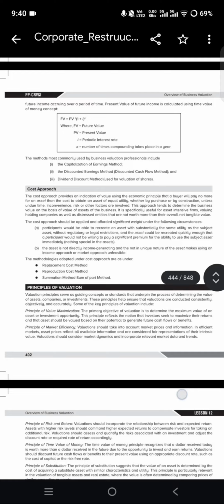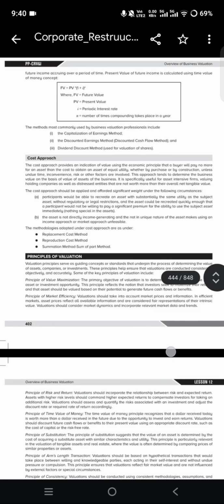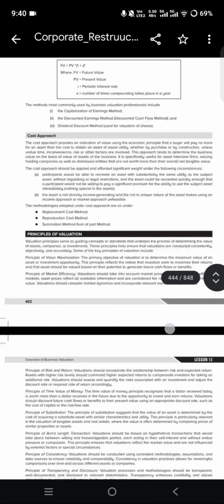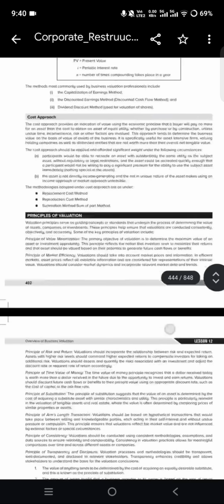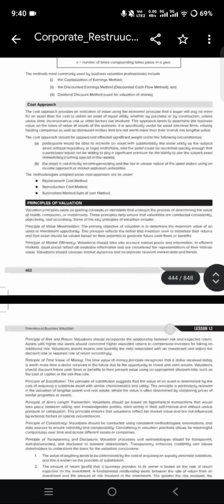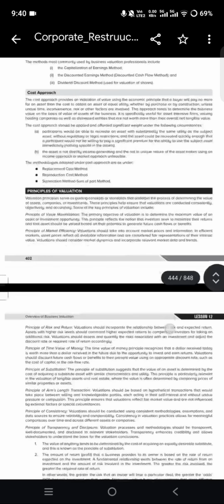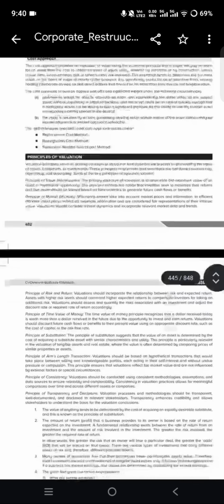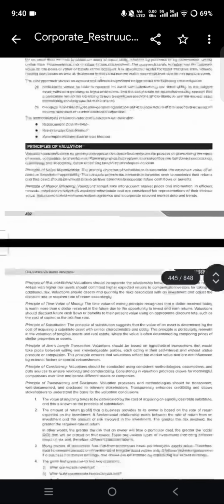Equity interest value. The equity interest of an investor in a business can be considered as an investment. The purchase of an equity interest in a closely held company can be considered a long-term investment. Equity interest in a listed company can be viewed as short-term, and in a closely held company, it is long-term.